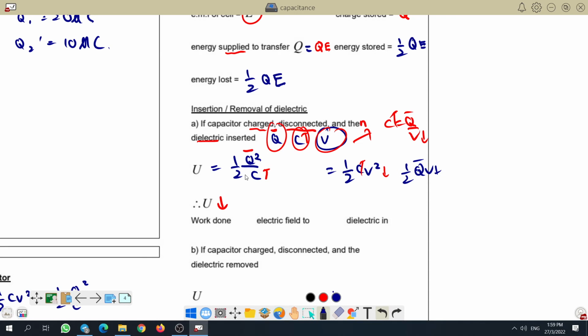Okay, wait. Why do you think the U will actually decrease? If U decreases, like before, is work done by the field or on the field? The easiest is to always look back at gravity. If U decreases for gravity, it falls, right? U decreases when it falls. So it falls because of the field. So work is done by the electric field. So bring the dielectric in.